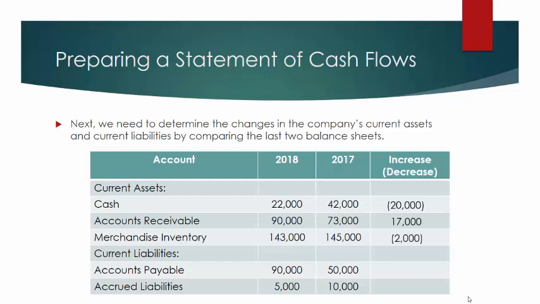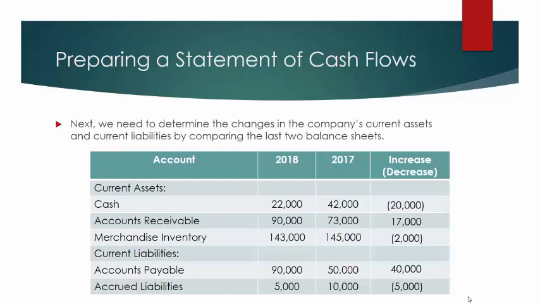Accounts payable took a significant jump for ShopMart, up from $50,000 last year to $90,000 during the current year. That is a $40,000 increase. And there are accrued liabilities, all the things that you would put on the books at the end of the period during your adjustments, like salaries payable, interest payable, etc. They were $10,000 at the end of 2017. They're down to $5,000 at the end of 2018. That account's value decreased by $5,000 from the prior period to the current period.